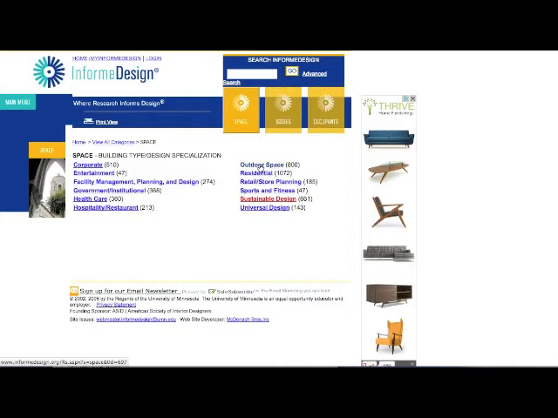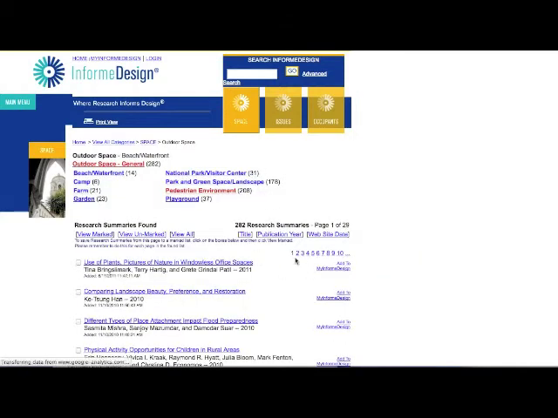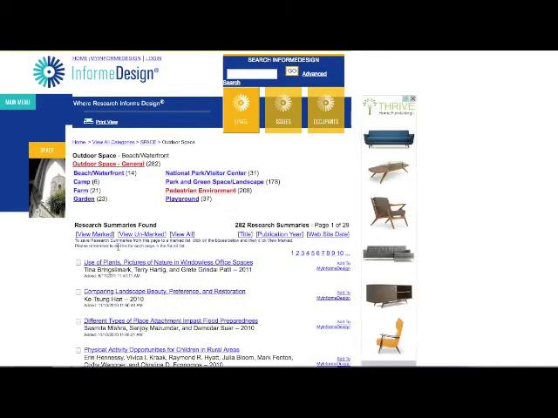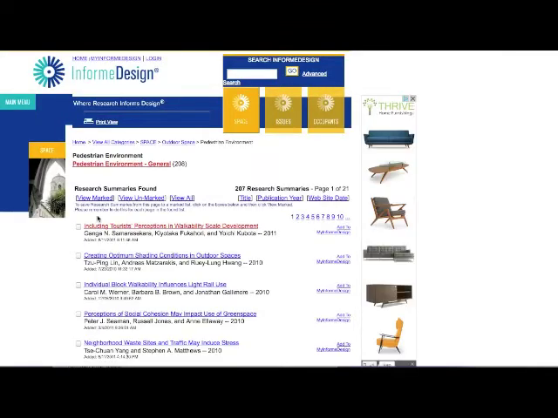Under outdoor spaces you can see again a number of different subcategories, and next to them brackets with numbers in them. These numbers relate to specific research which is being conducted at the moment and also relates to that topic. Going into pedestrian environment, for instance, we now start to mine deeper into specific information about what that research entails. So let's take a look at the first one, including tourists' perceptions in walkability, scale and development.